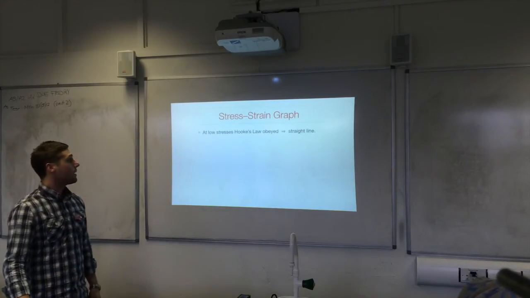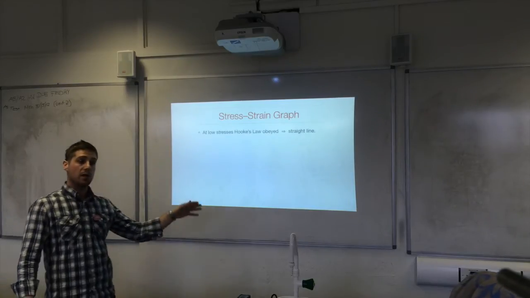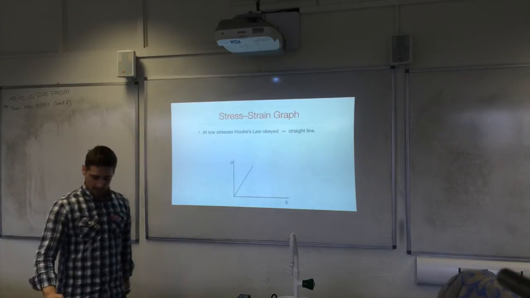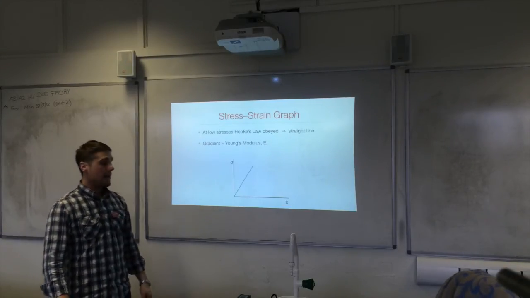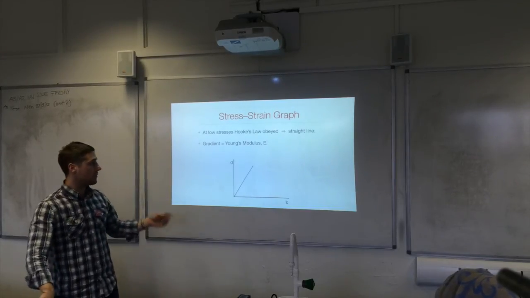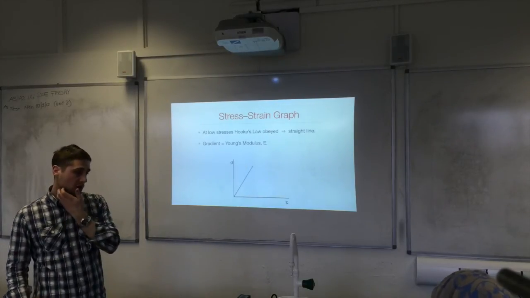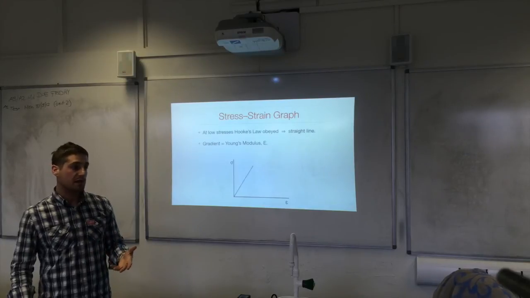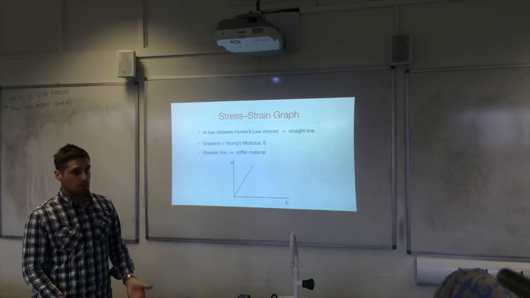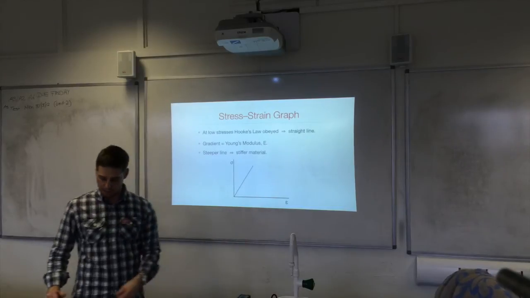Stress-strain graphs. At low stresses for most materials, Hooke's law would be obeyed, and that would give you a straight line in your stress-strain graph, such as that. From this straight line portion, you can determine the Young's modulus for a material, having the symbol capital E. Young's modulus is a measure of the stiffness of a material. If you have a steeper line, you have a stiffer material. If you have a shallower line, then you have a less stiff material.